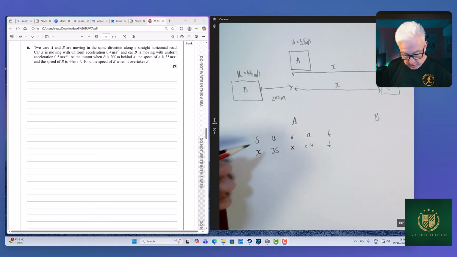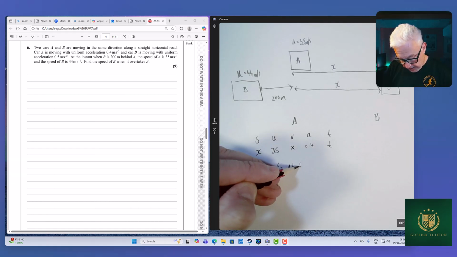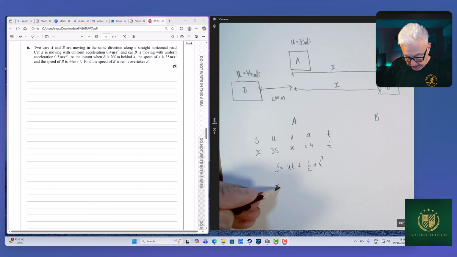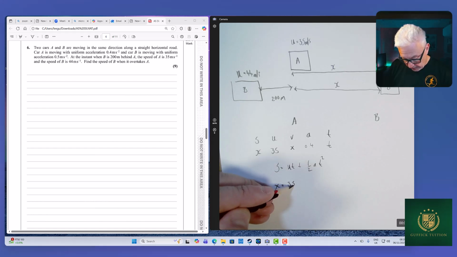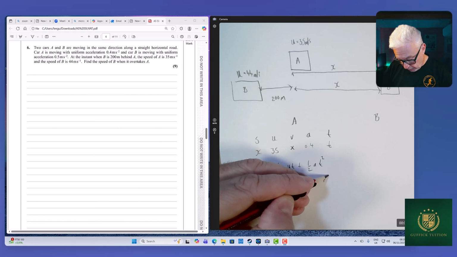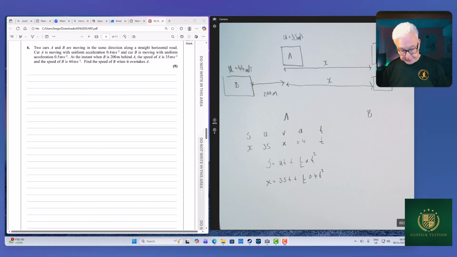So we can write a SUVAT for A. S is equal to ut plus a half at squared. So X is equal to 35t plus a half times 0.4 times t squared. That's our SUVAT for A.